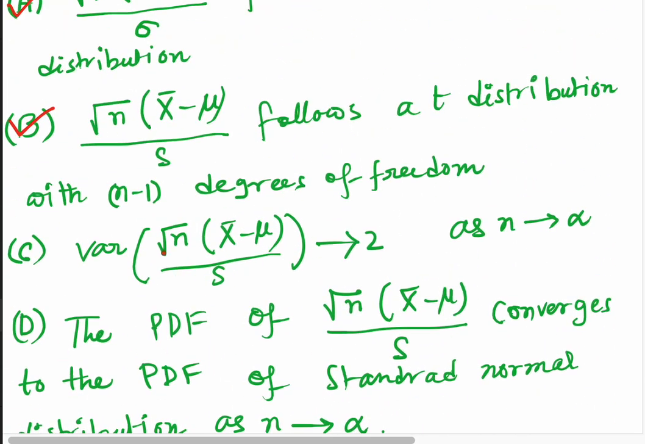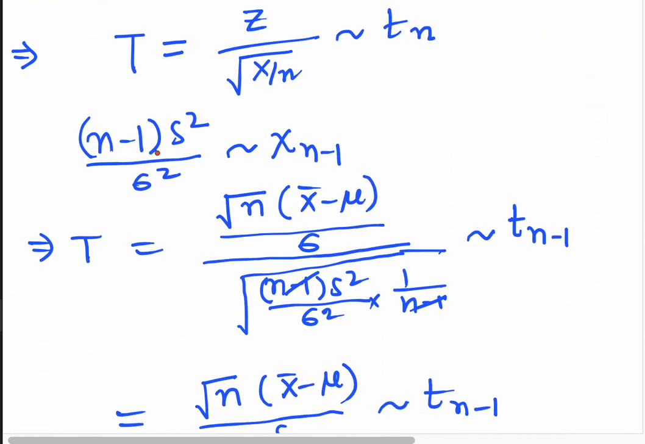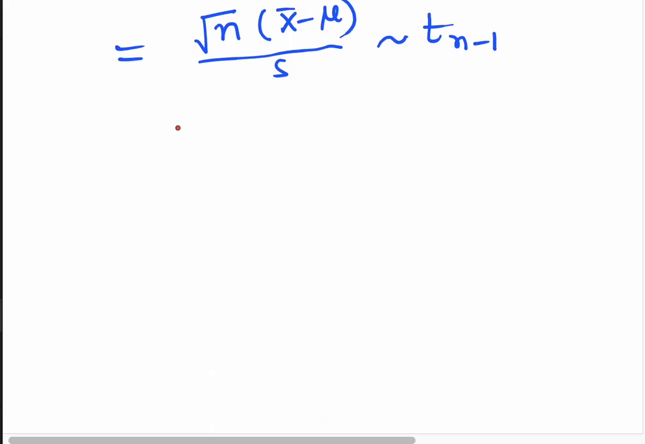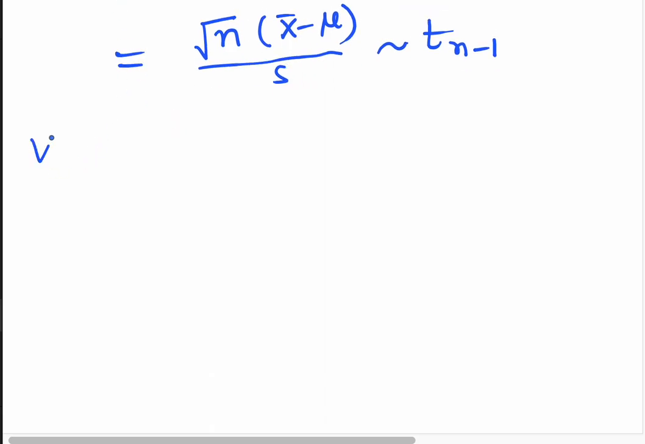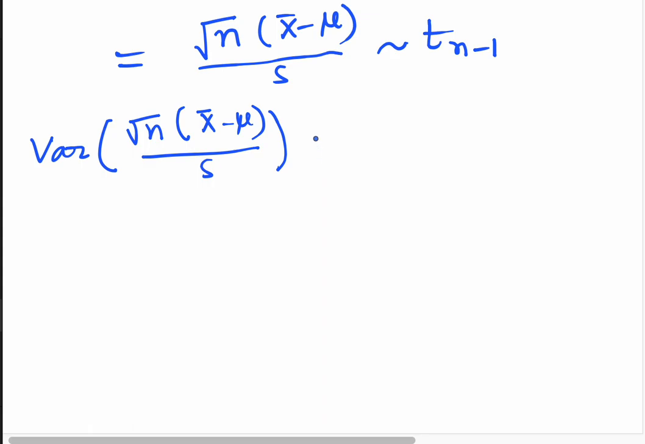Let's move toward the third. So the variance of root n times x bar minus mu by s, which is a t distribution with degrees of freedom n, is equal to n by n minus 2. So here n is n minus 1, so n minus 1 over n minus 1 minus 2.